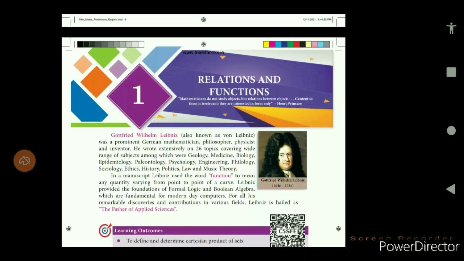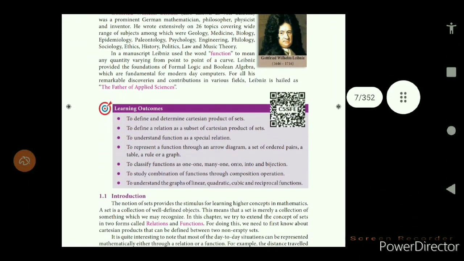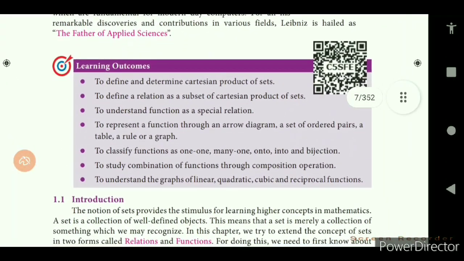Hi friends, in this session we are going to deal with Standard 10 Mathematics Chapter 1, Relations and Functions. It is the very easiest chapter in 10th standard. Before going to deal with sums, we will see what are the topics which are going to be covered in this lesson. Relations and functions.